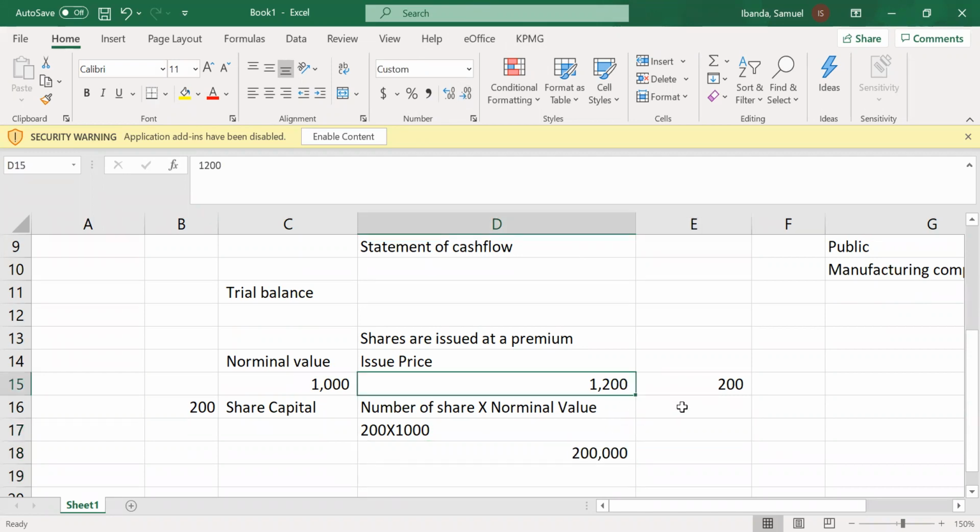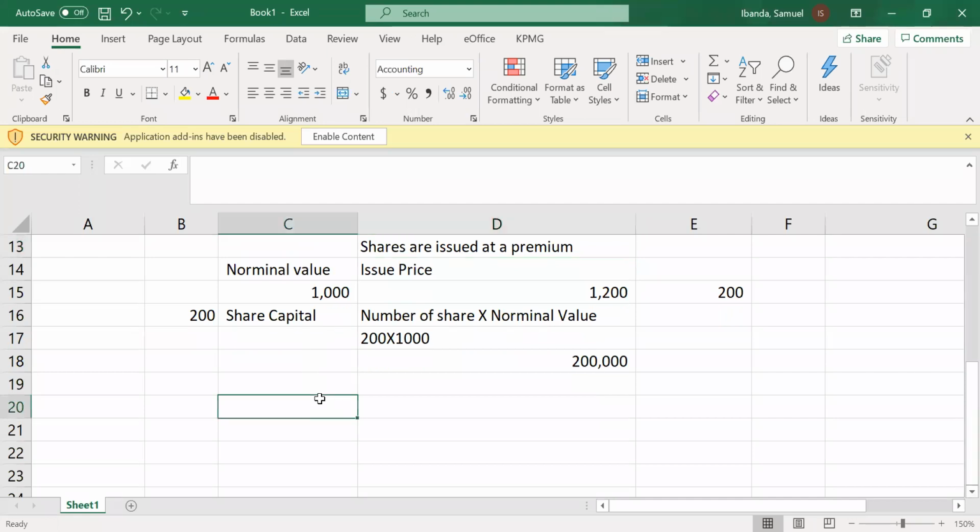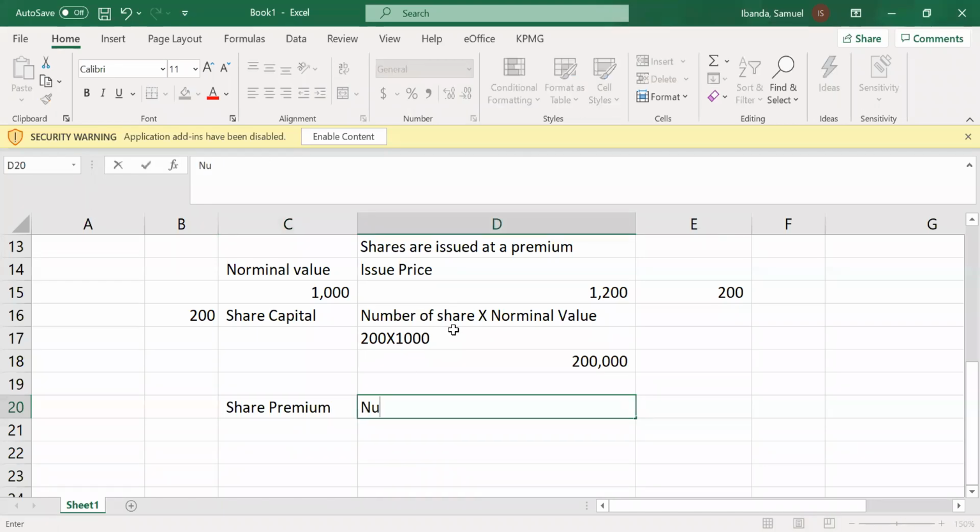But since you issued shares at 1,200, you also have what we call share premium. So you have to also calculate share premium. Share premium will be the number of shares times the difference between issue price minus nominal value.